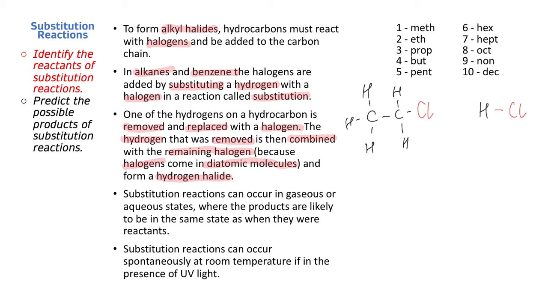Substitution reactions generally can occur in gaseous or aqueous states, and the products will likely be in the same state as they were as reactants. Substitution reactions can occur spontaneously at room temperature if there is the presence of UV light. If UV light is not there, this reaction will not occur spontaneously. So you need UV light for this reaction to occur.